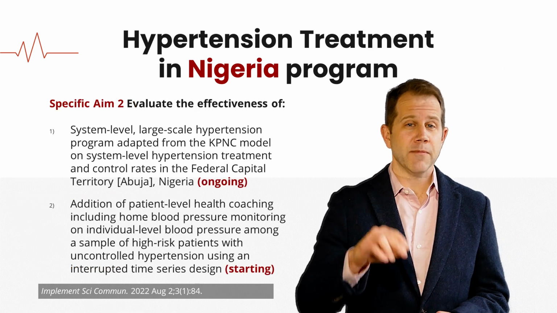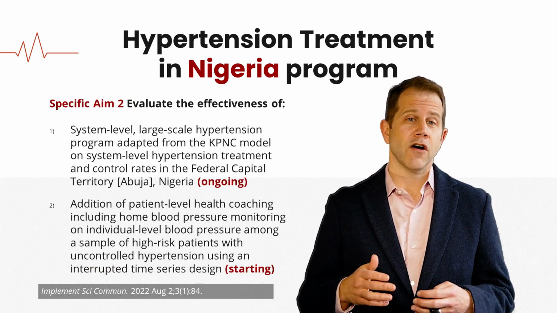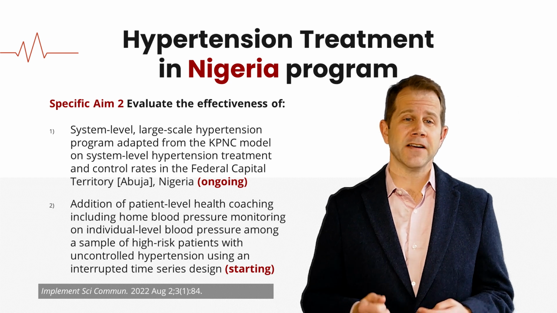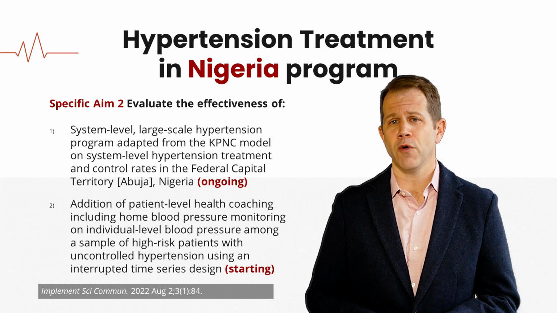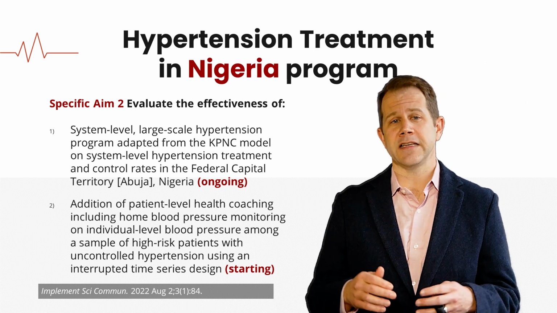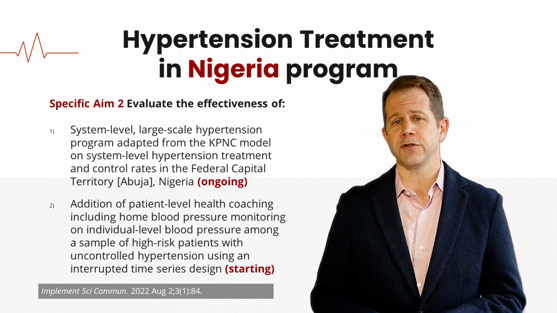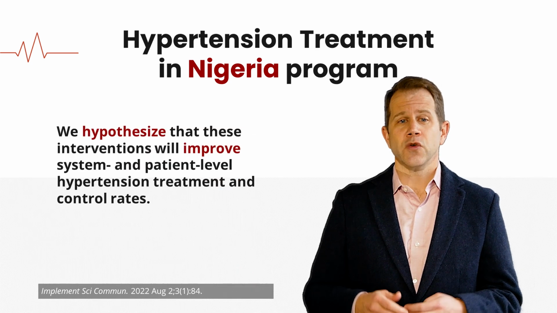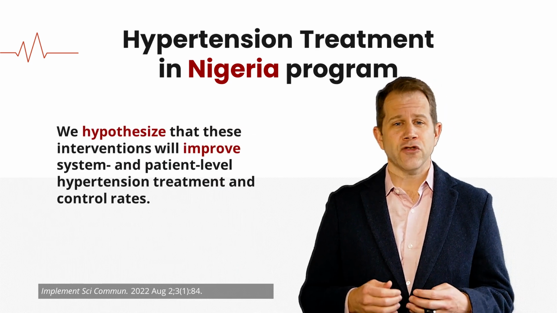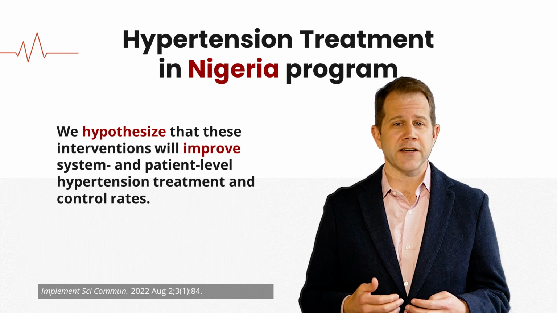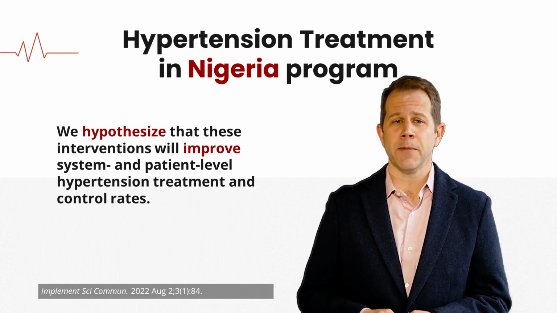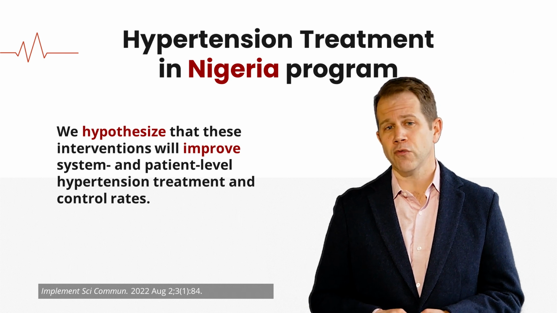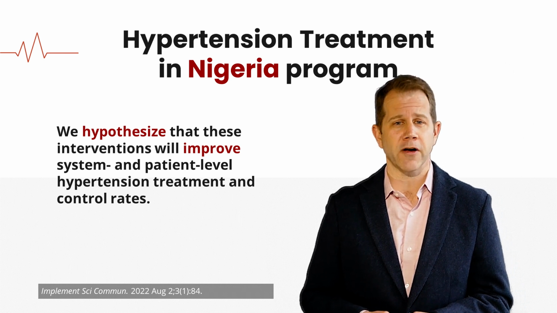So our second aim, because it's a hybrid study, is to evaluate the effectiveness of the system-level, large-scale hypertension control program, as well as the addition of the patient-level health coaching intervention. So we hypothesize that these interventions or implementation strategies will improve both system and patient-level hypertension treatment and control rates across 60 public primary care facilities.